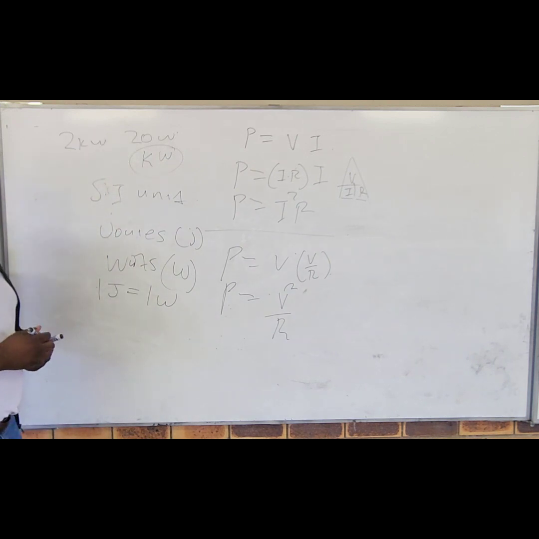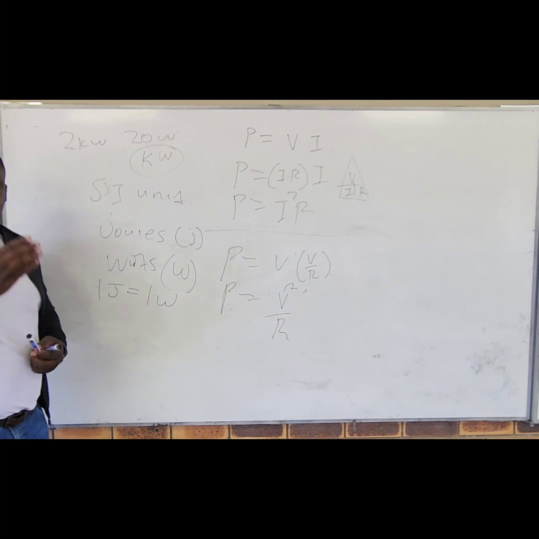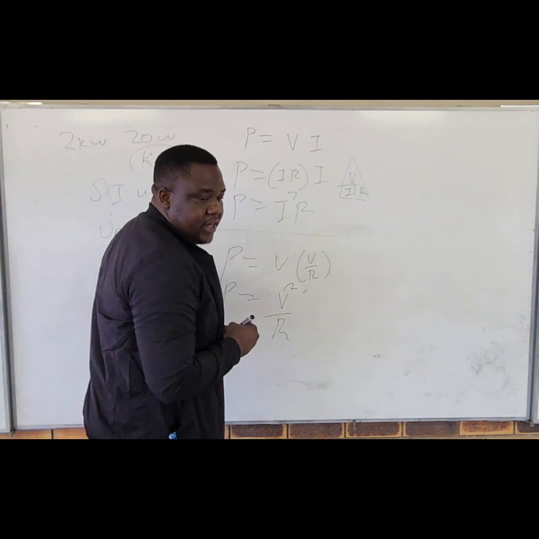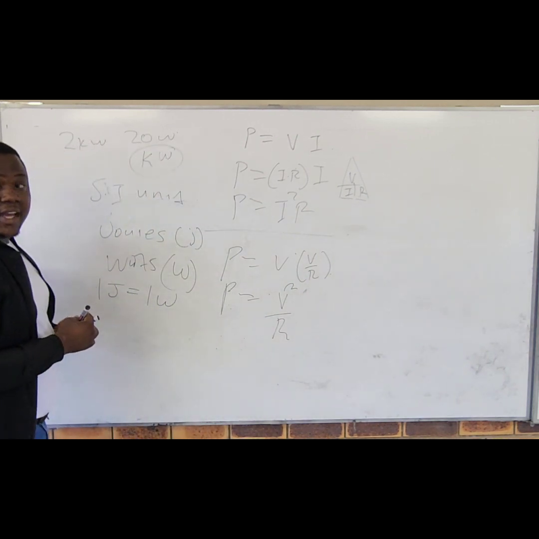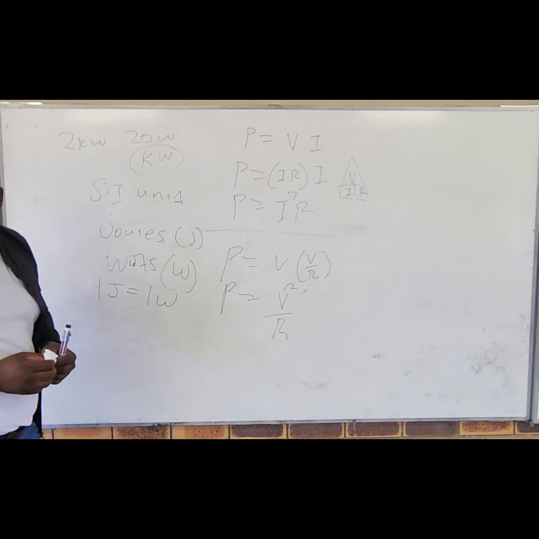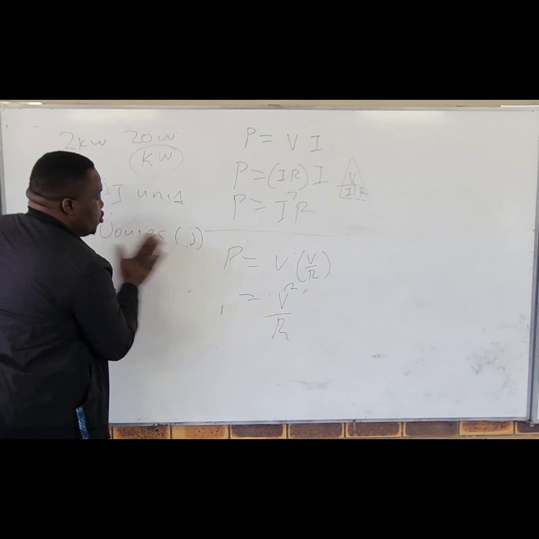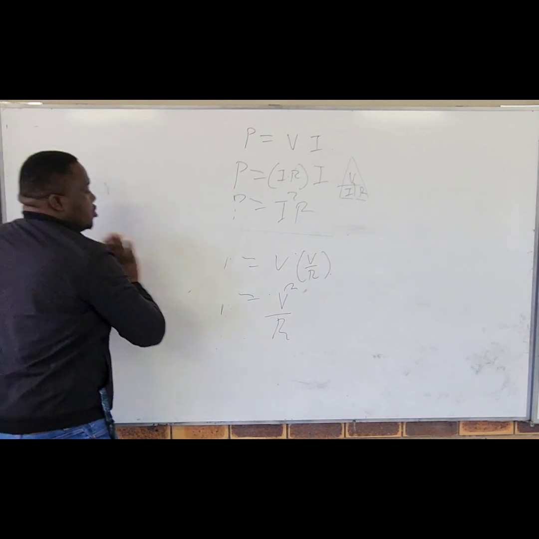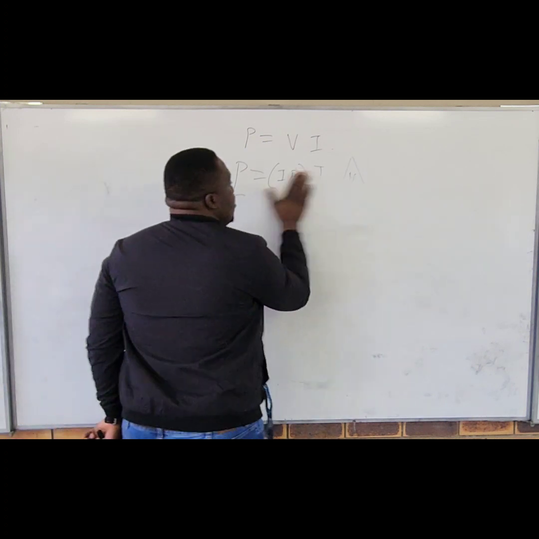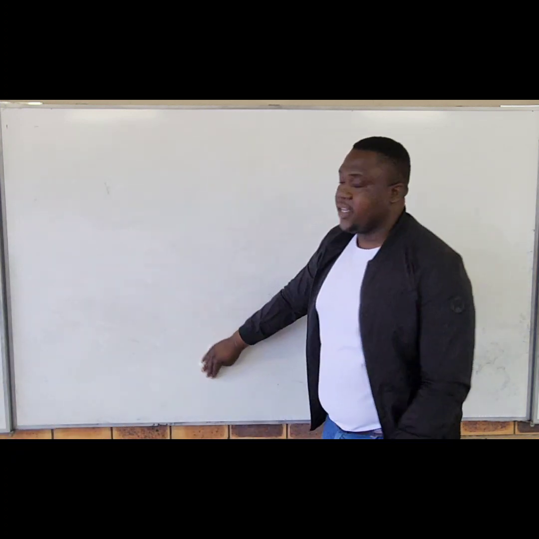So that's what I wanted to put some emphasis on, that the power is given in watt. If you have an electric circuit and you are given the watt, which is represented by the letter W, you need to know that that is your power. Understand? 1 watt is equal to 1 joule. So this is just a recap from what we did in the second lesson.